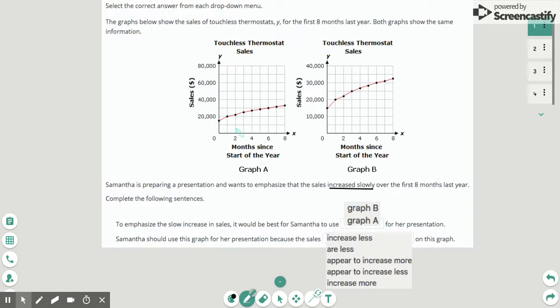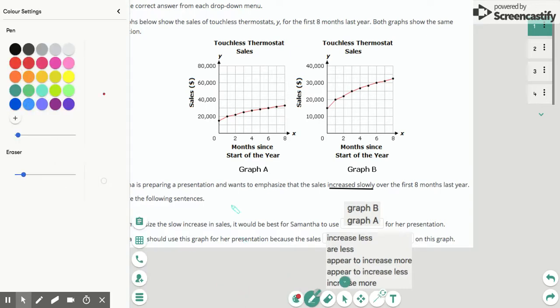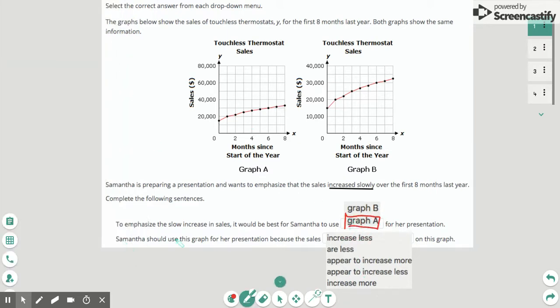A graph that is increasing but slowly will not be as steep. So the best graph to choose in this case will be graph A. Okay, the next question. Samantha would use this graph for her presentation because the sales appear to increase less, appear to increase more, are less, increase more.